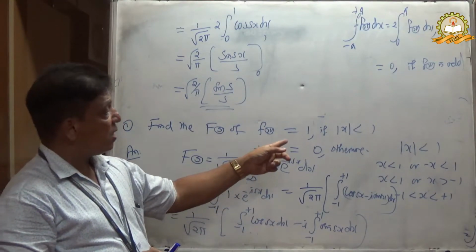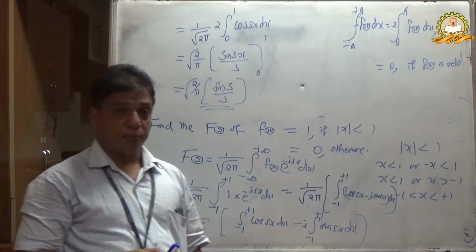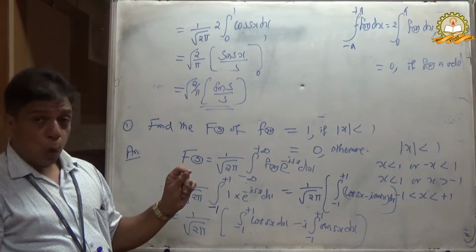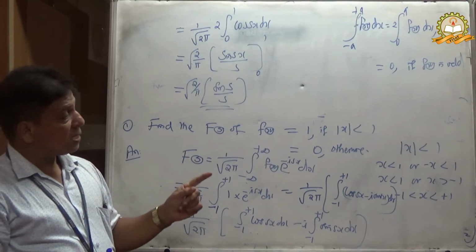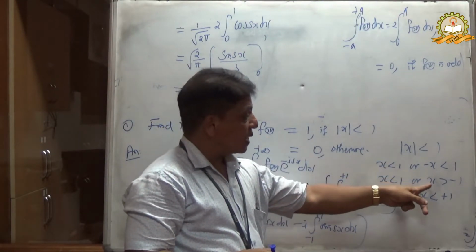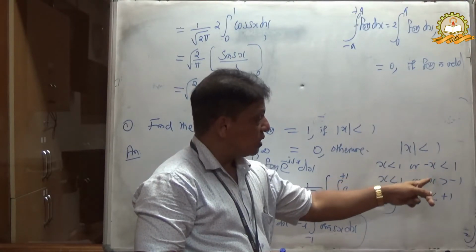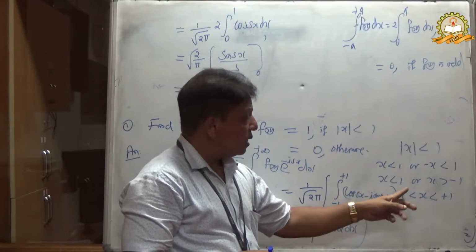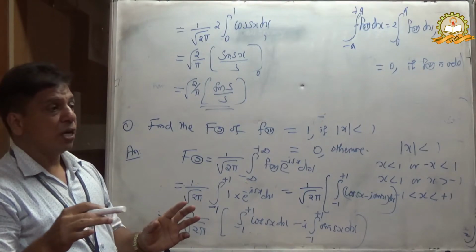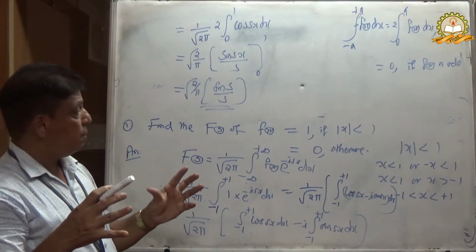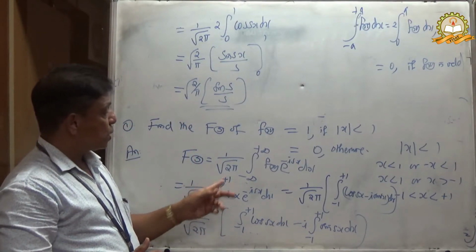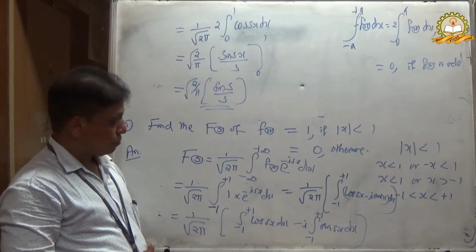Here the function is given as 1 for mod x less than 1. Mod x less than 1 means x less than 1 or minus x less than 1, that is x less than 1 or x greater than minus 1, since the inequality is reversed when we multiply by minus. Therefore, the variable x lies between minus 1 and plus 1. Therefore, our limit reduces from minus infinity to plus infinity to minus 1 to plus 1, 1 into e raised to minus isx dx.